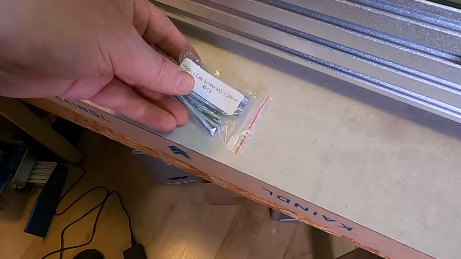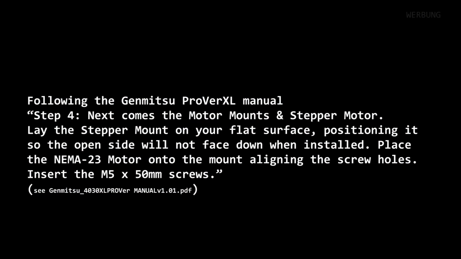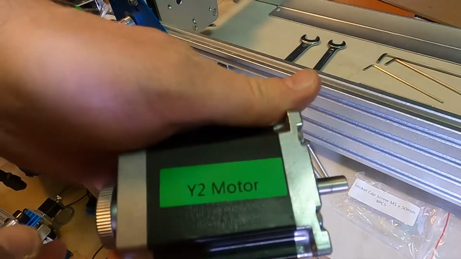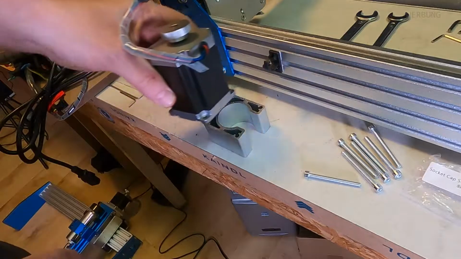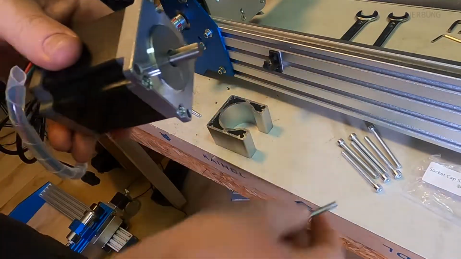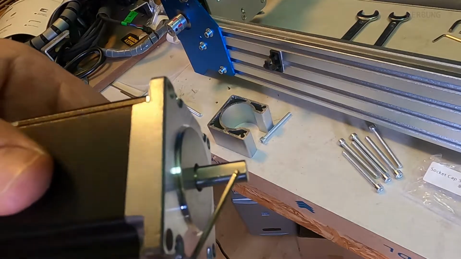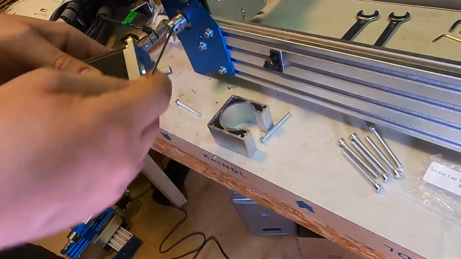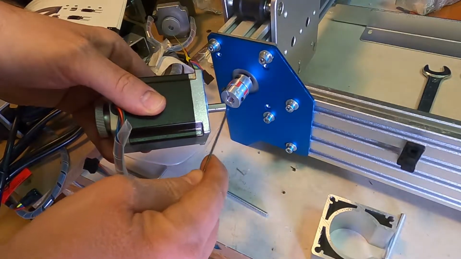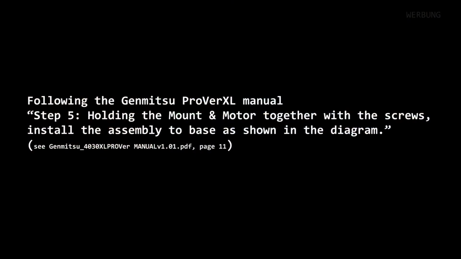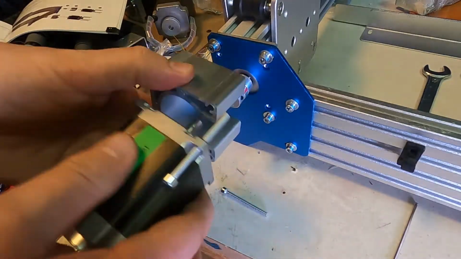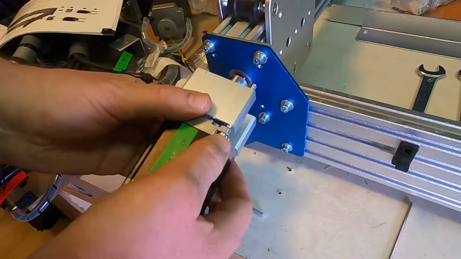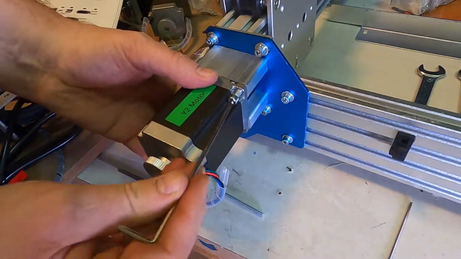We can continue to mount the stepper motors with the motor mounts. Make sure that the open side of the motor mount is not facing down when you install the stepper motor. Align the screw holes of the bracket and motor and screw them onto the mounting frame as described in the instructions. See page 11 for more details.